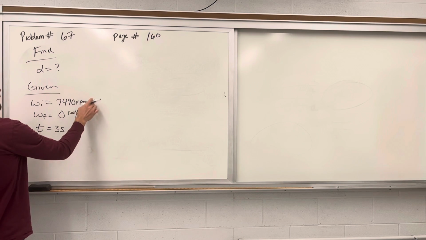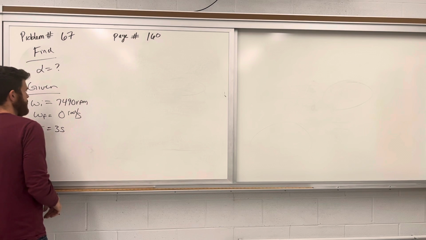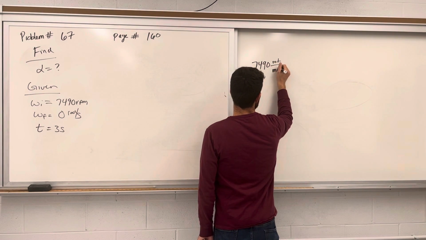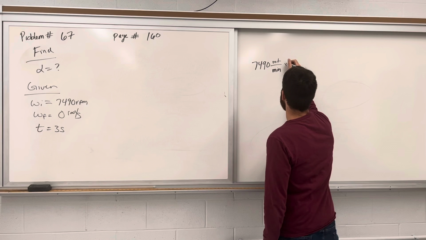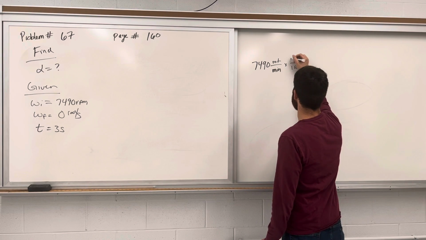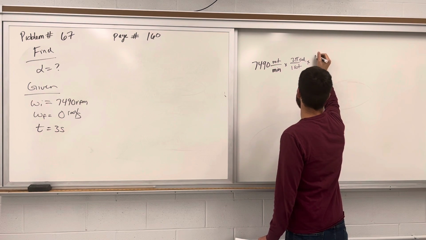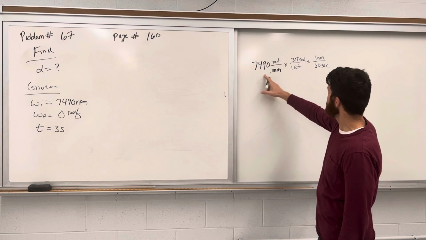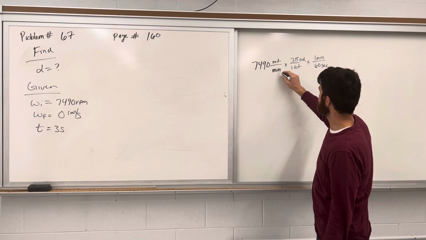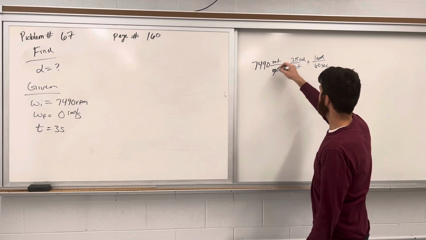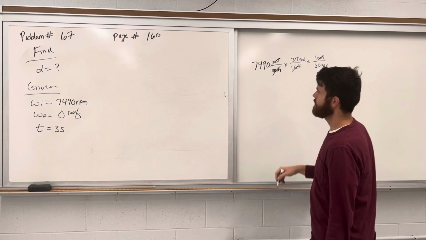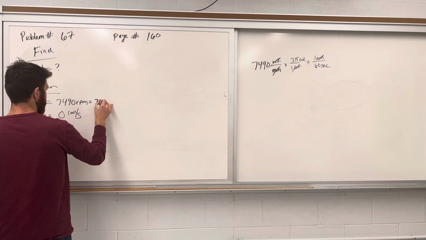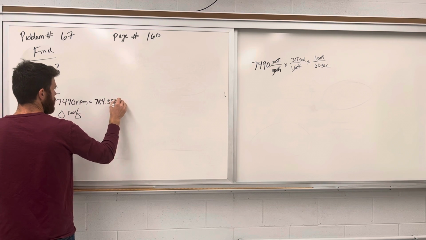Okay, so I'm going to go ahead and convert rotations per minute to radians per second. So 7,490 rotations per minute, that's what RPM stands for. Well, for every 1 rotation, there is 2 pi radians, and for every 1 minute, there is 60 seconds. So if I take 7,490 times 2 pi divided by 60, I'm going to get the initial angular velocity in units of radians per second. And if I do that conversion, that gives me 784.35 radians per second.